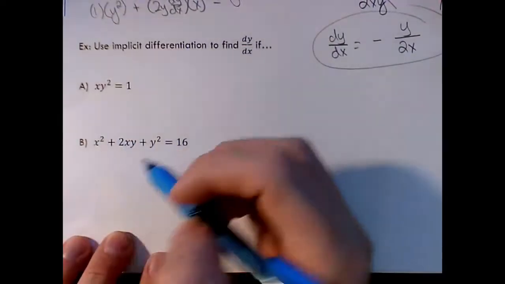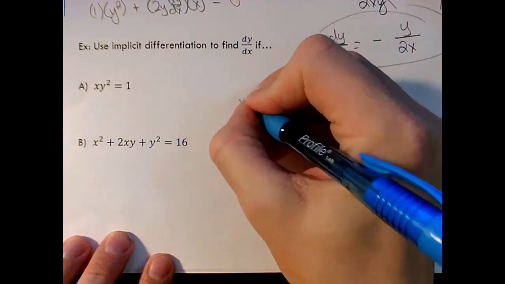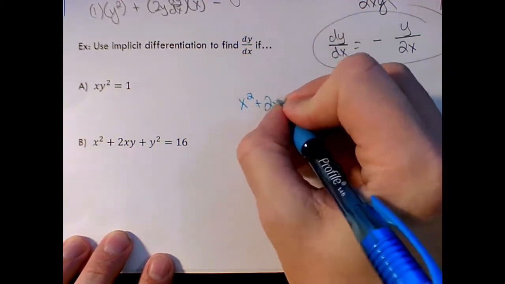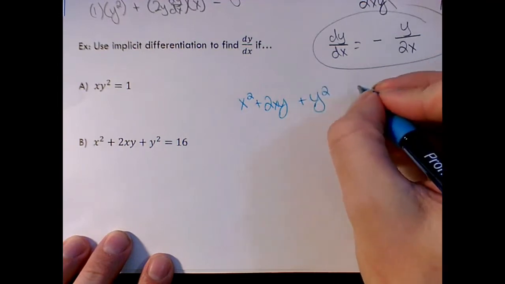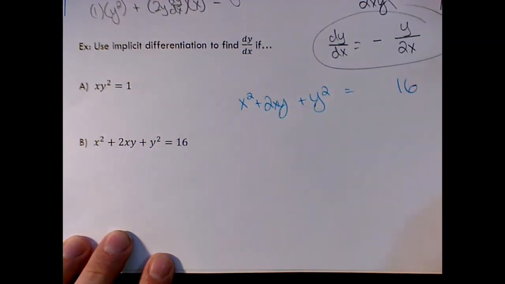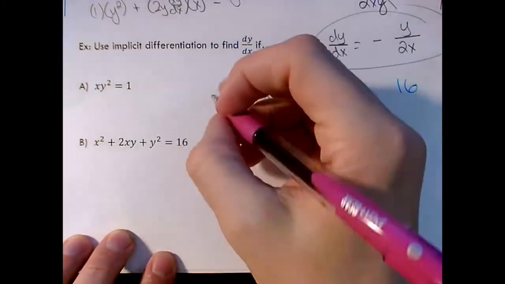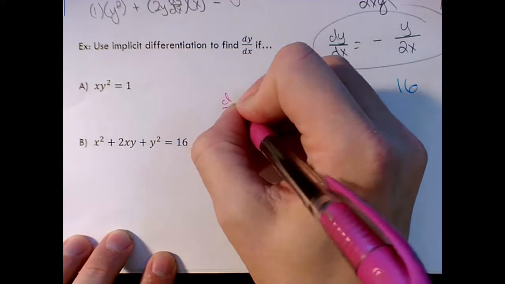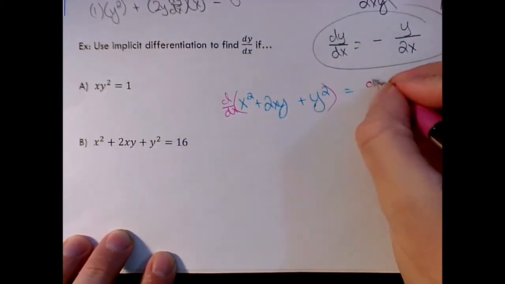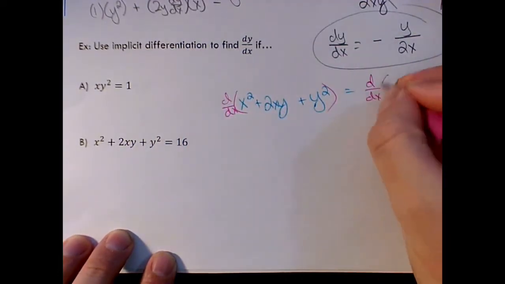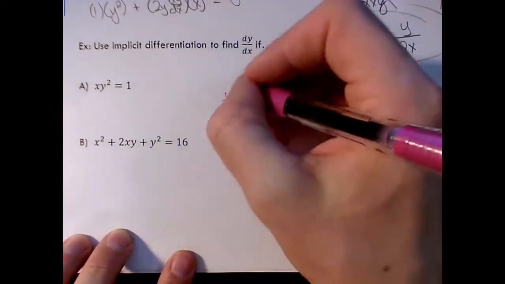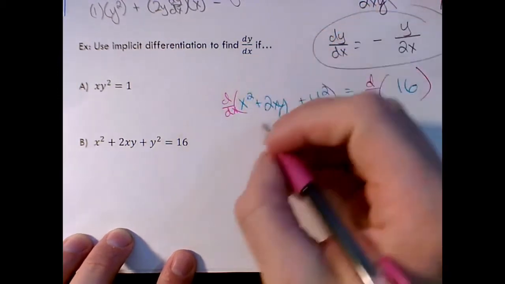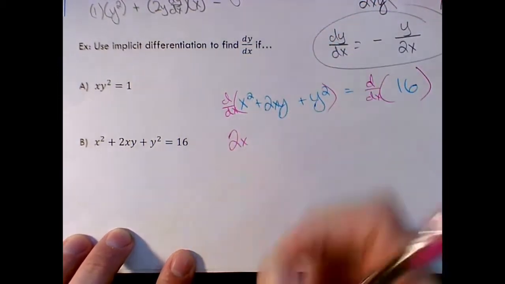Let me rewrite this guy up here where I have a little more space. x squared plus 2xy plus y squared equals, leave some space, 16. Let's d/dx both sides. The derivative with respect to x of x squared is just 2x.